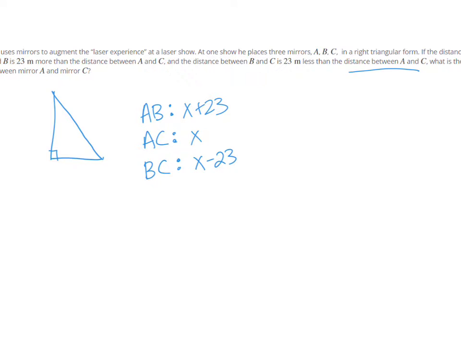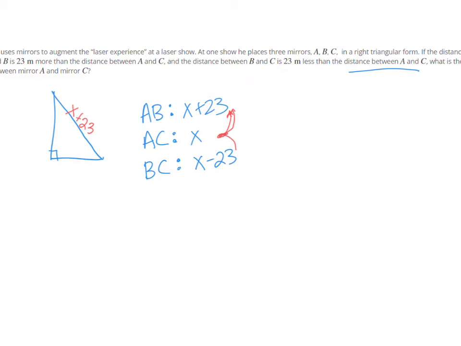Okie doke. So what I'm going to have to do on this is figure out where the A, B, and C go. I guess just a little bit of common sense. If I'm comparing things to the X here, X plus 23 is going to be bigger than that. And X minus 23 is going to be smaller than that. So this is sort of like the middle length. This up here is going to be the longest length. So that longest length is always your hypotenuse.